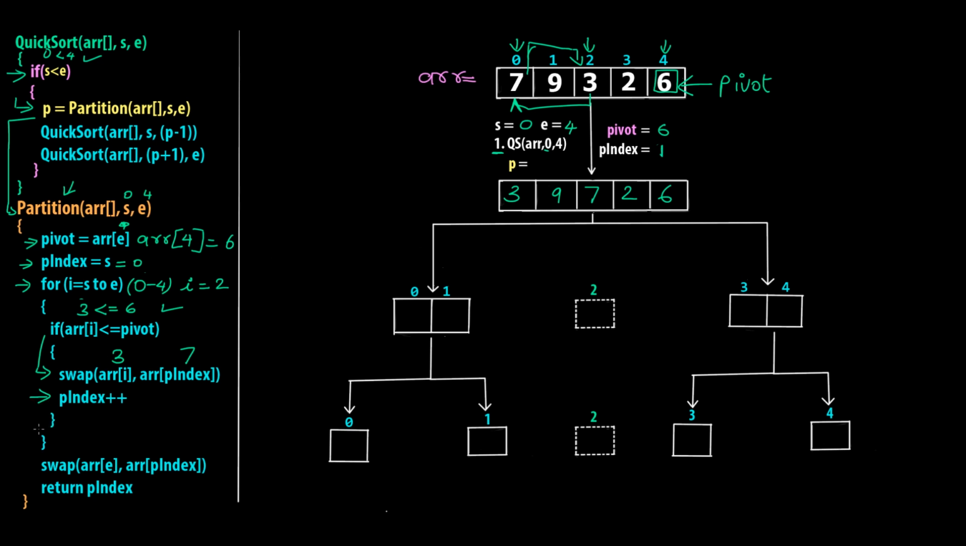Again, we will come at the end of the if and we will go to the start of the for loop. What was I? I was 2. So I now will become 3. Okay, let me just erase it off. So I will become 3.